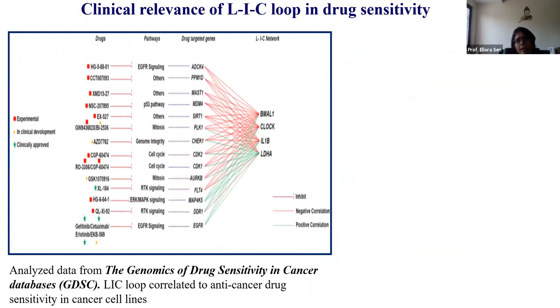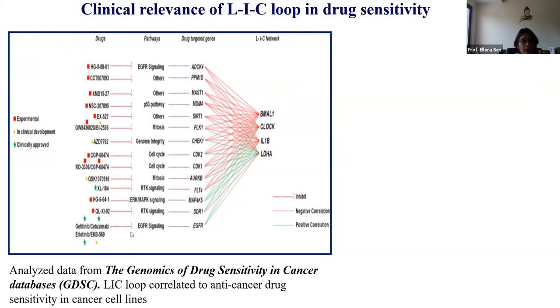Now that we have come up with the LIC network, we are taking these components of the LIC network, that is clock BMAL1, which operates in a heterodimeric form, IL-1, and LDH. We analyzed data from the Genomics of Drug Sensitivity in Cancer database, the GDSC data. And we found that this LIC network correlates with several other signaling pathways, the targets of which are very good anti-cancer targets, like the EGFR target. You see in red means that this EGFR target has a negative correlation with the LIC circuit.